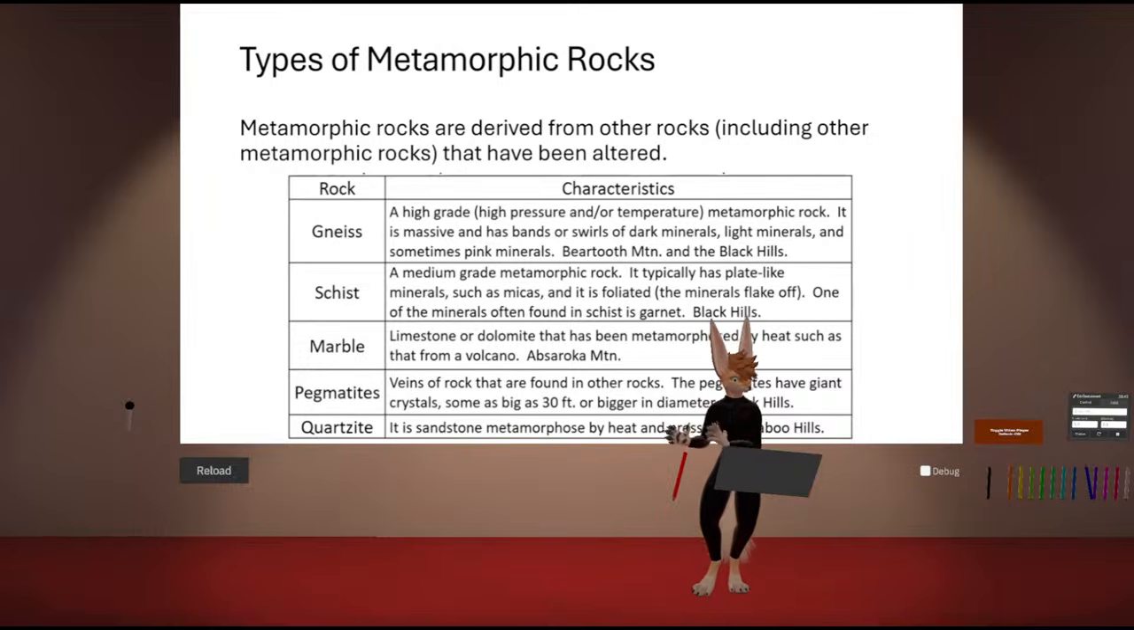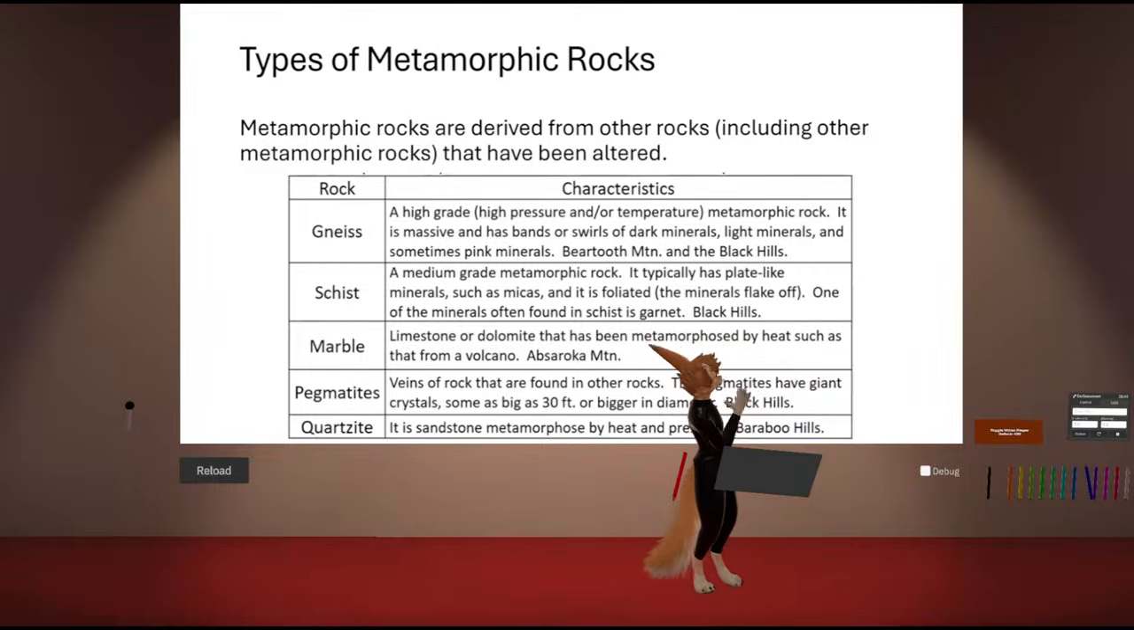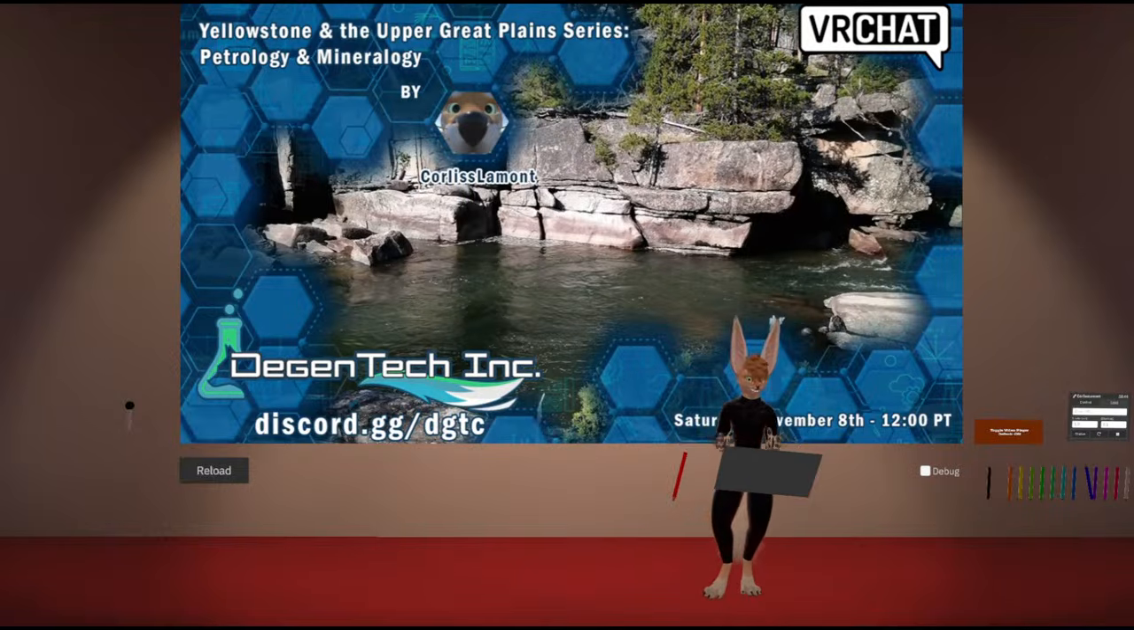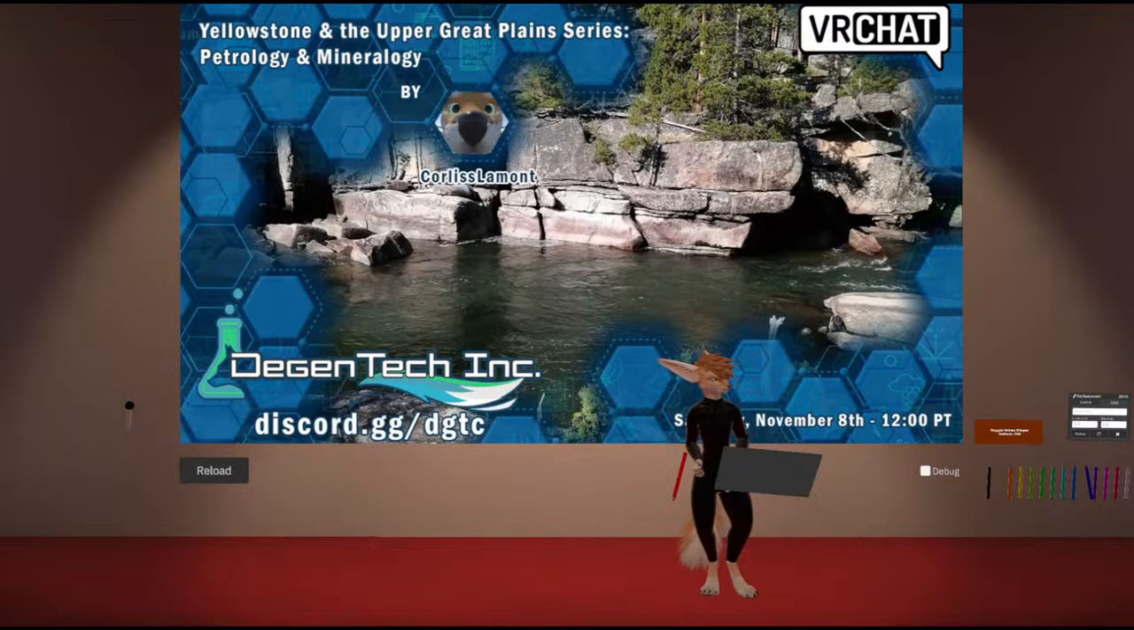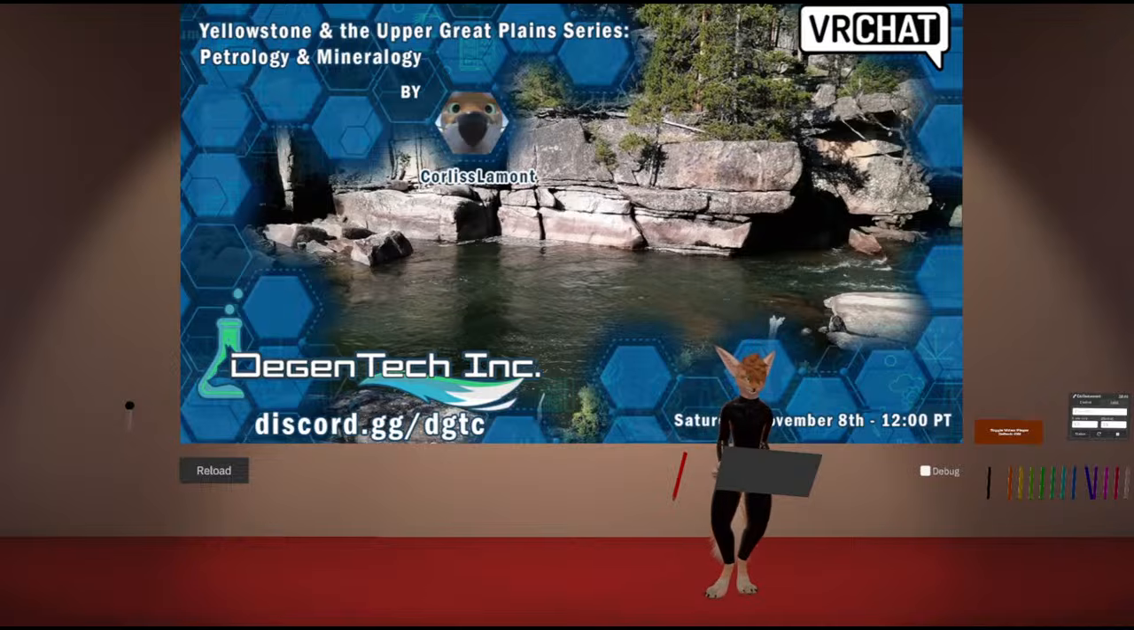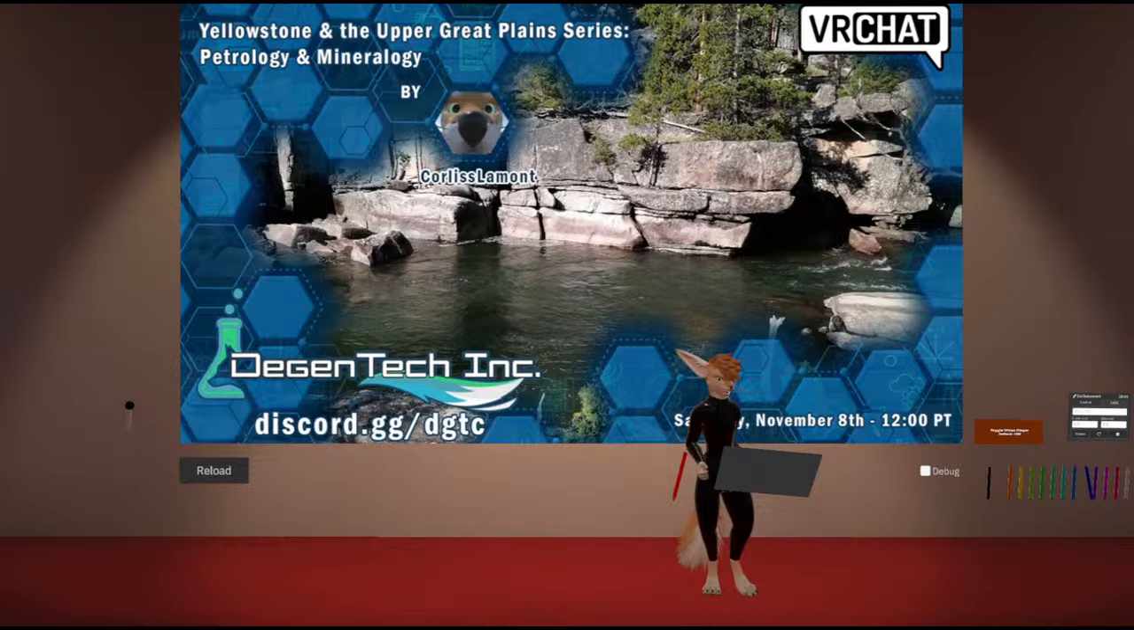Now, like I said, the shortest section, because the only thing special about these rocks is just heat and pressure and sharing of material. But this concludes the first part of our Yellowstone and Upper Great Plains series, Petrology and Mineralogy. And in the future, we're going to be talking about plate tectonics and how plate tectonics has helped form the geography or geology of Yellowstone National Park.